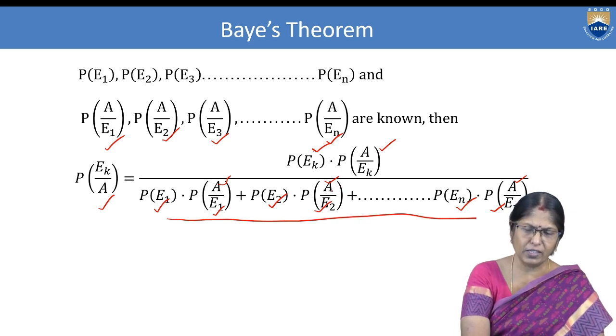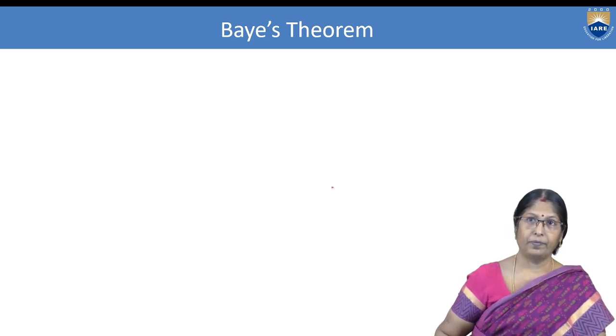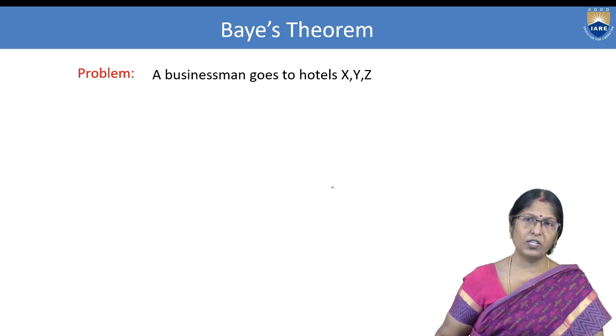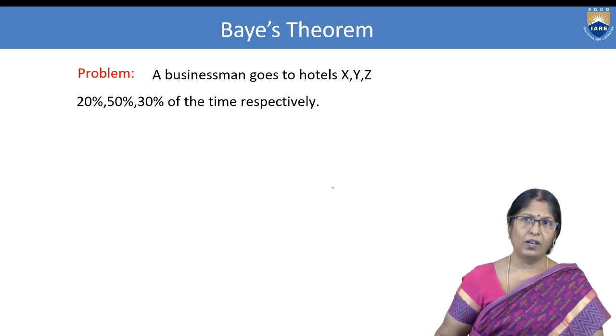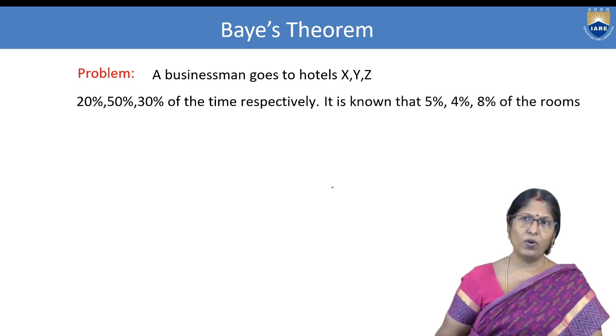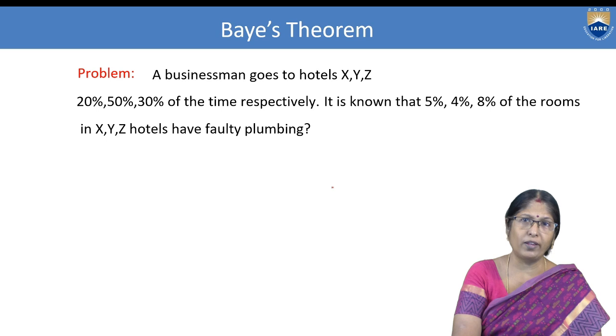Now, using this formula, we are going to take a problem in detail and solve it. A businessman goes to the hotels X, Y and Z 20%, 50% and 30% of the time respectively. It is known that 5%, 4% and 8% of the rooms in hotels X, Y and Z have faulty plumbing.